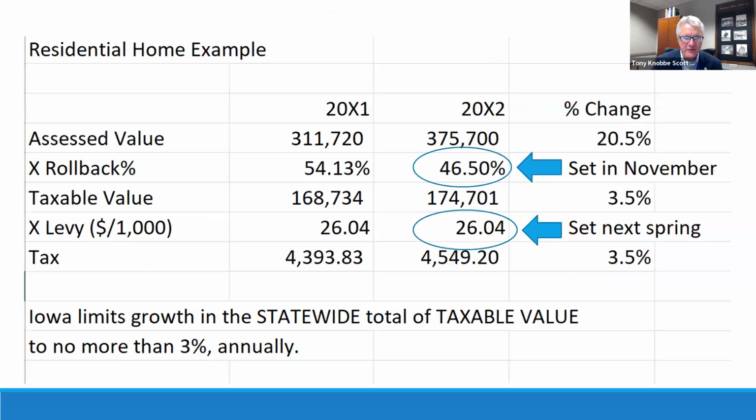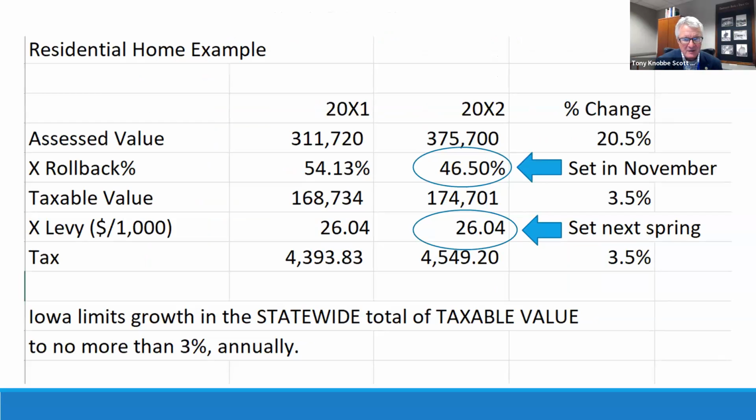I want to illustrate for you an example here. I picked a property in Eldridge in this particular case, looked at what its assessed value was and then what it went to with this most recent assessed value increase. It was up about 20.5%. You multiply that by a rollback, so they're paying taxes this last September and this March on 168,000 of value.